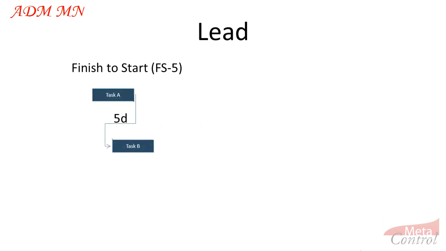The concept of lead is very similar. For example, again, in a finish-to-start relationship, lead 5 means that the successor task begins 5 days earlier to the predecessor's end. Tilos handles leads as negative lags. This means that instead of saying lead 5, we have to put -5 in the lag field.